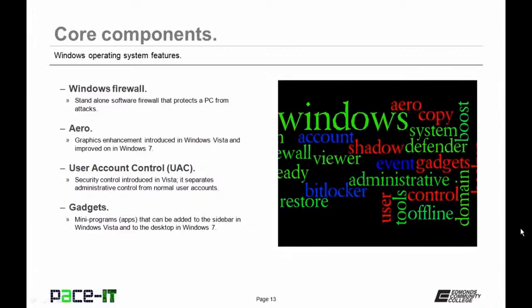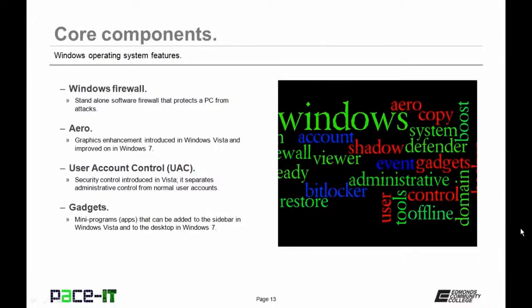Then there's Aero. This is for the desktop. It's a graphic enhancement that was introduced in Windows Vista and improved upon in Windows 7. Then we have User Account Control, UAC. It's a security and control feature introduced in Windows Vista that separates administrative control from normal user accounts. Sometimes it's a bit of a nanny, but get used to it.